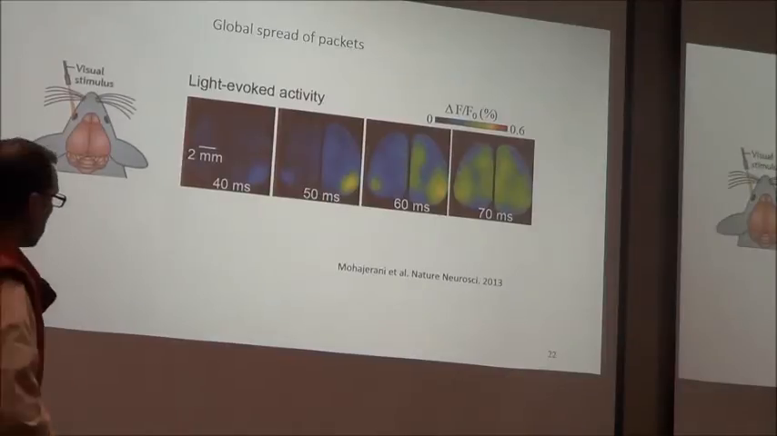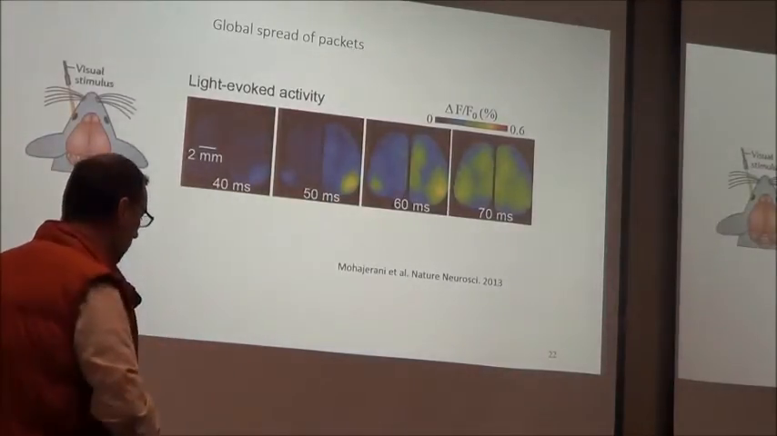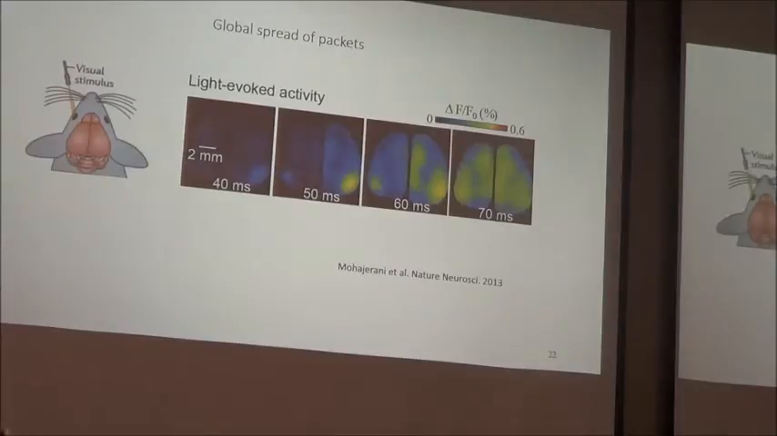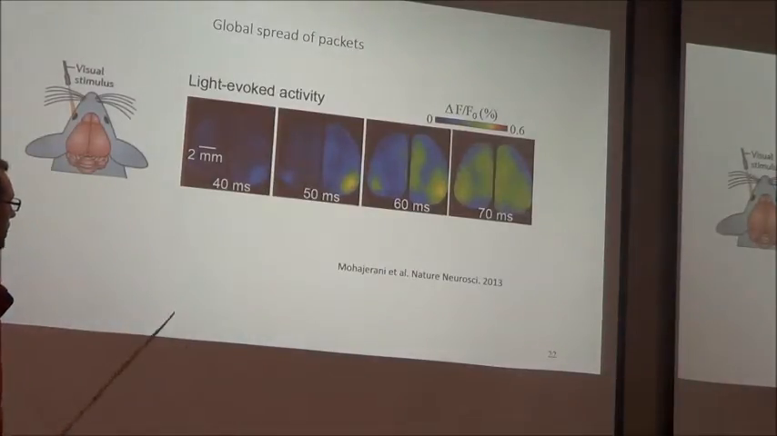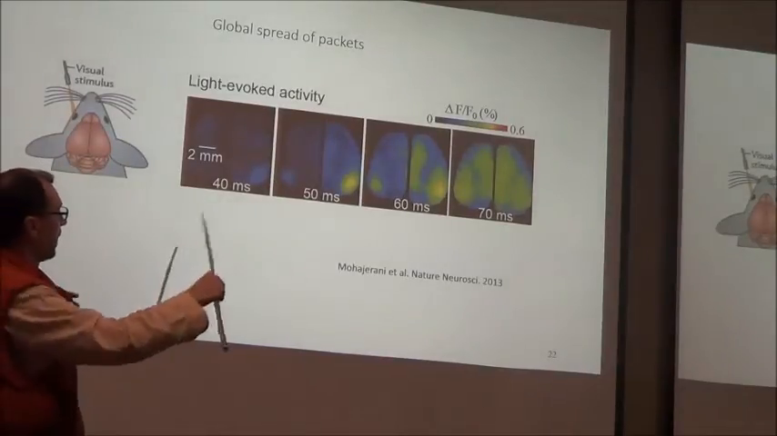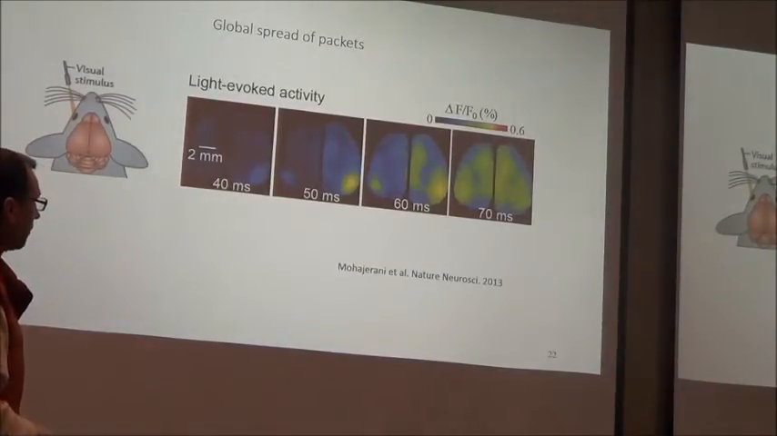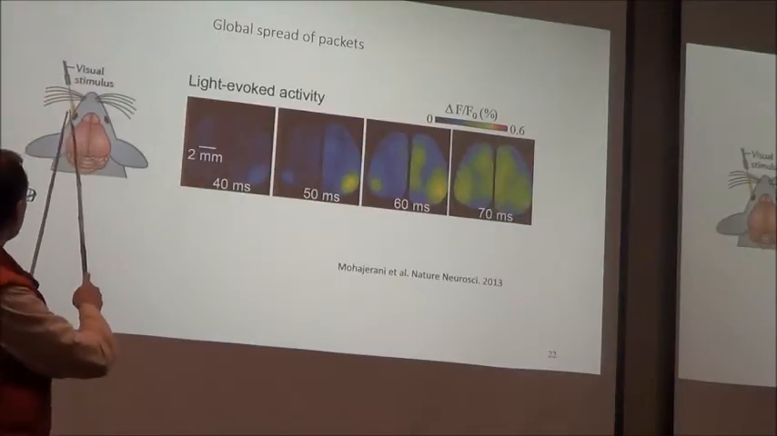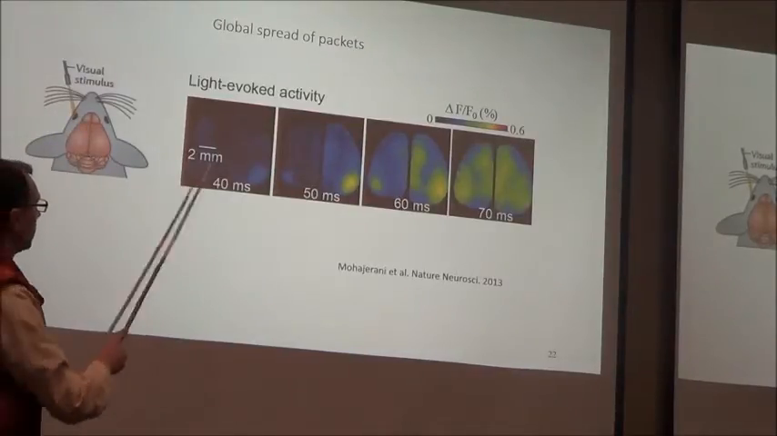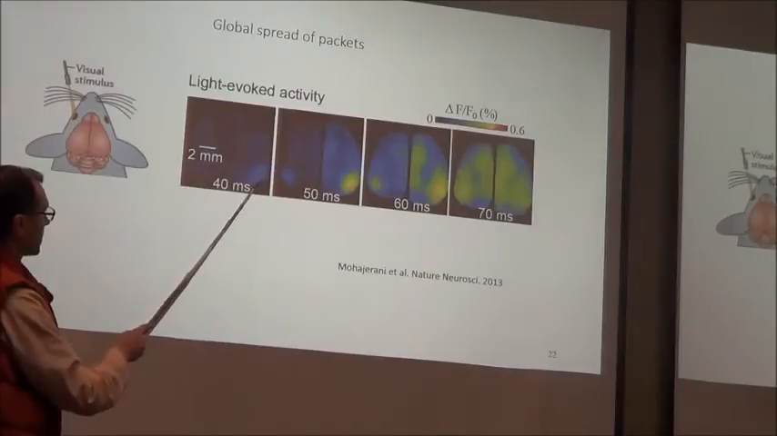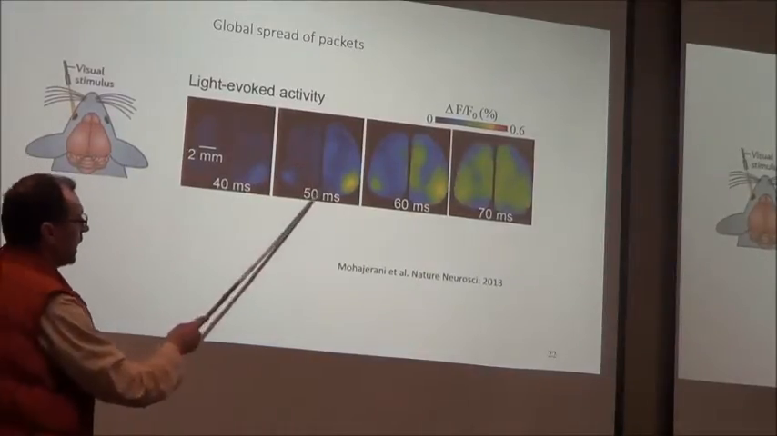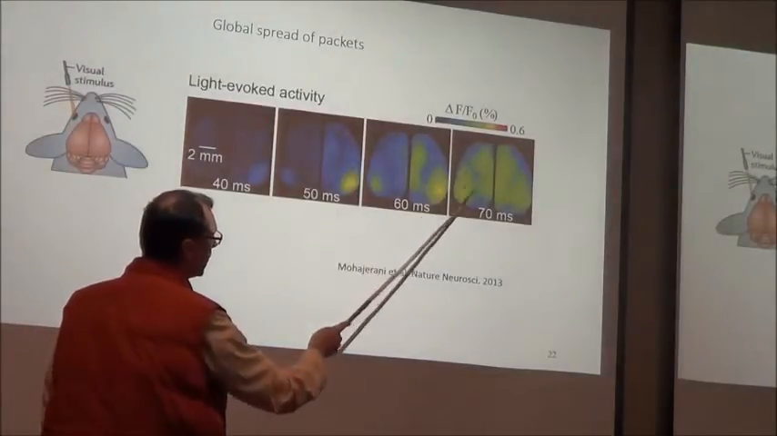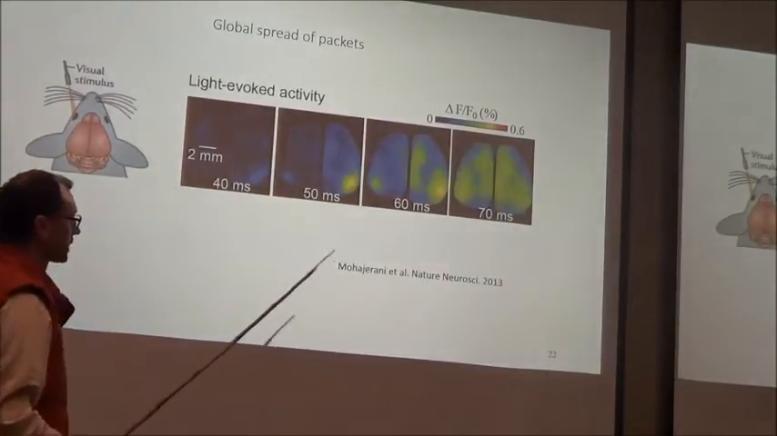So what I was showing you was recording in one cortical area, but Majid did some nice imaging study which shows how this activity can spread through the cortex. So here is a rat with some visual stimulation. After 40 milliseconds, you start seeing some activity. And what is really interesting is to see how this activity spreads and goes to the entire cortex.